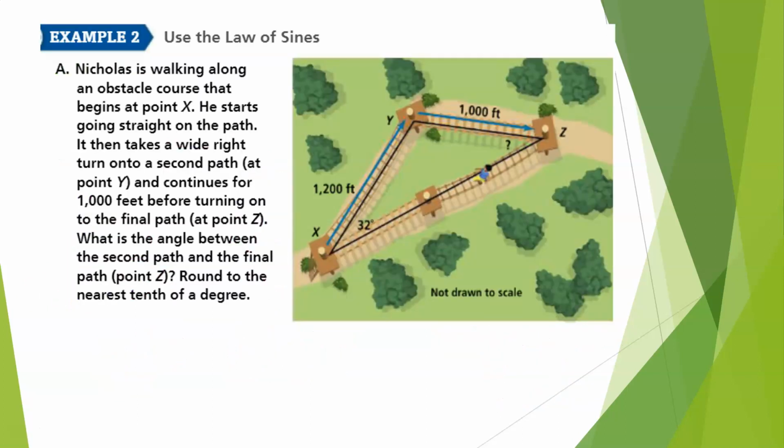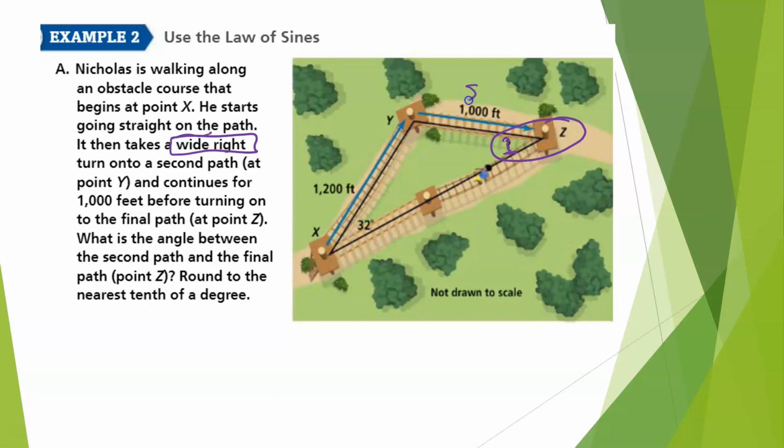So in this case, Nicholas is walking around an obstacle course that begins at point X. He starts going straight on the path. It then takes a wide right turn. That's going to be important. Onto a second path and continues for 1,000 feet before turning to the final path. What is the angle between the second path and the final path? Okay, so we can see that this is what we want to find. So we want to find angle Z.